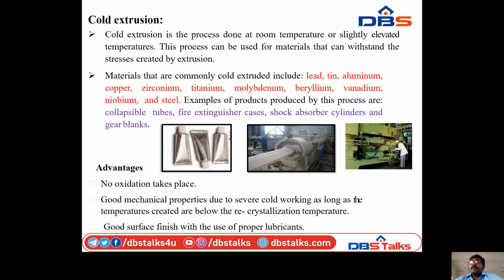molybdenum, beryllium, vanadium, niobium, and steel. Examples of products produced by this process are collapsible tubes, fire extinguisher cases, shock absorber cylinders, and gear blanks.